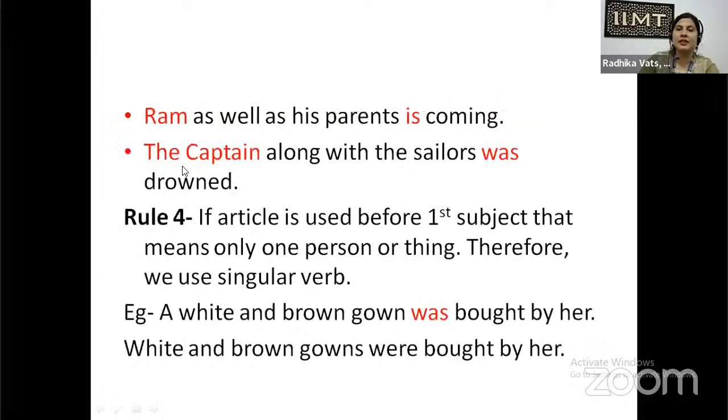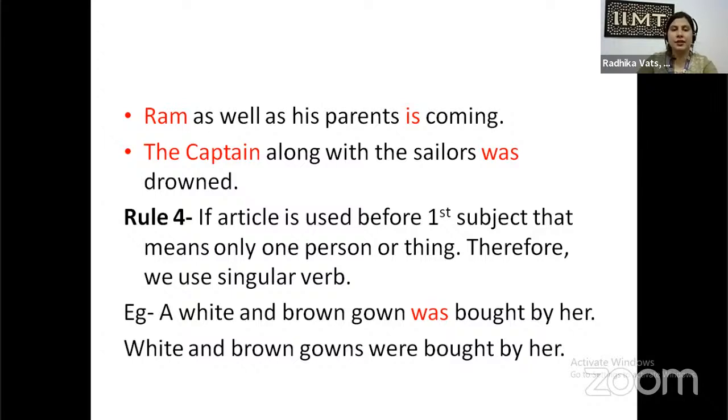Same thing is happening in the next sentence. The captain along with the sailor was drowned. We used "was" here. Why did we use "was" here? Because "along with" is mentioned in the sentence, not any other word. Done. After this, I come to rule number 4. What does rule number 4 say?